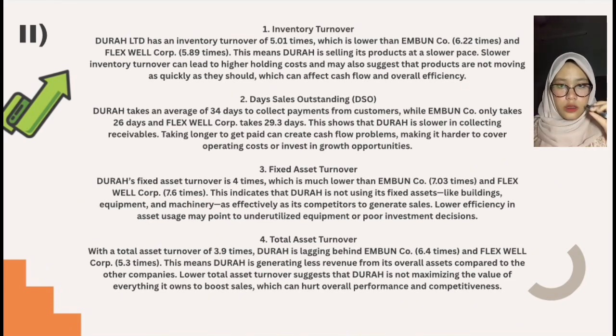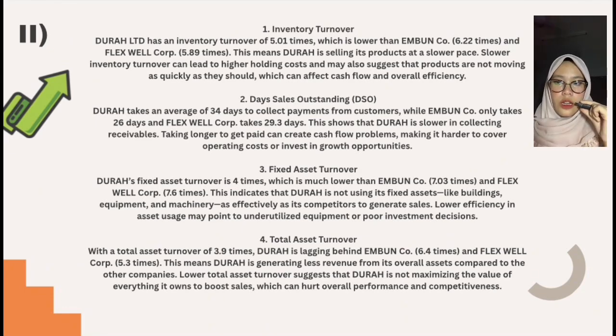growth opportunities. Next, for the fixed asset turnover ratio, Dura Ltd's fixed asset turnover is 4 times, which is much lower than Ambon Co and Flexwell Corp. This indicates that Dura is not using its fixed assets like buildings, equipment and machinery as effectively as its competitors to generate sales. So lower efficiency in asset usage may point to underutilized equipment or poor investment decisions.